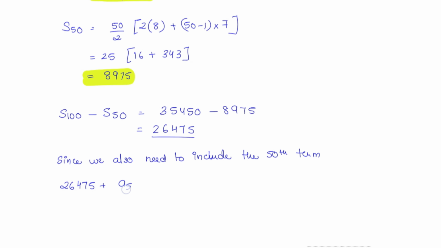plus A50. In order to calculate A50, I have to put the formula A plus 49D. So in order to place the value, I will substitute 8 plus 49 into 7 is A50. Now on calculating this, I will get 26,826.